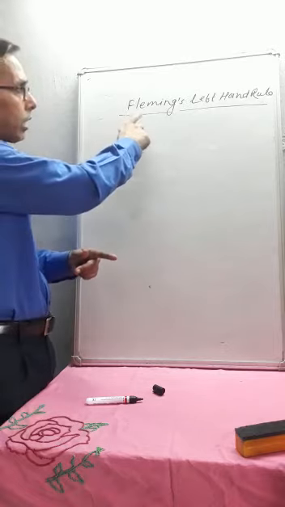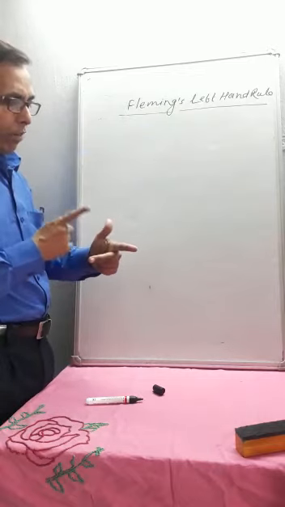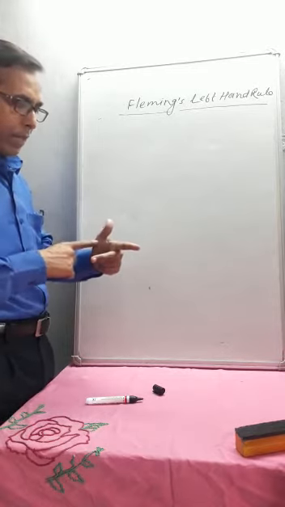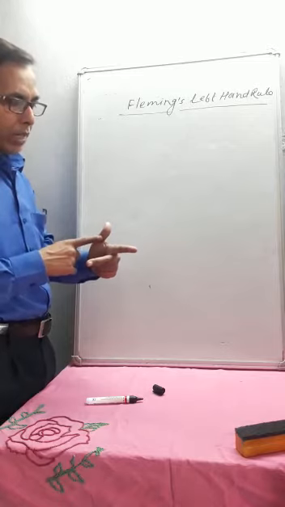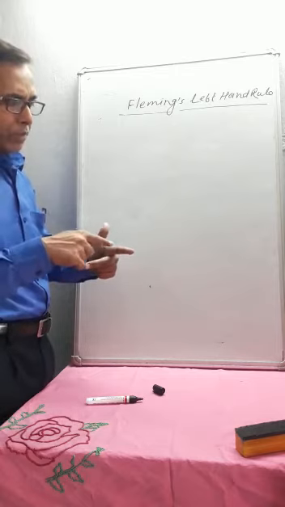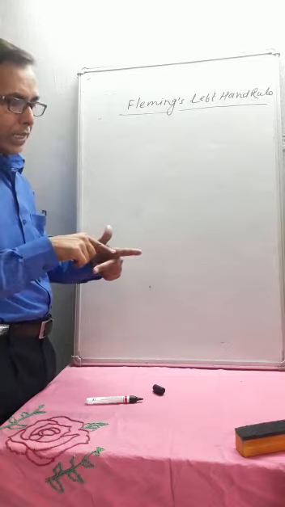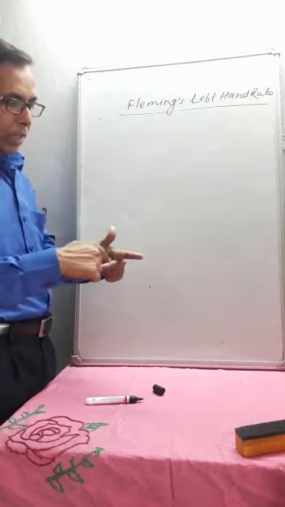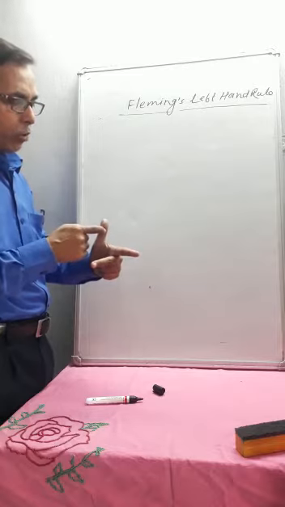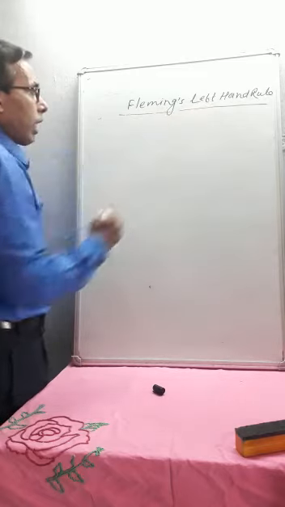Again I repeat, what is the statement of Fleming's left hand rule? If we trace our thumb, forefinger and middle finger of our left hand in such a way that they are mutually perpendicular to each other, and then if the forefinger indicates the direction of magnetic field, the middle finger indicates the direction of electric current, then the thumb will indicate the direction of force on a conductor. So this is the statement of Fleming's left hand rule.